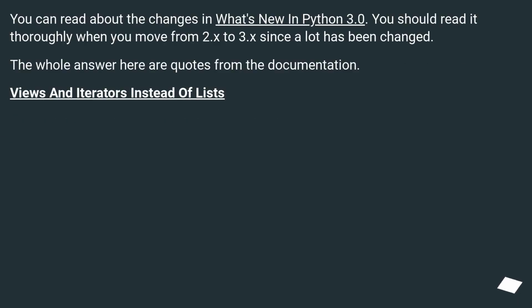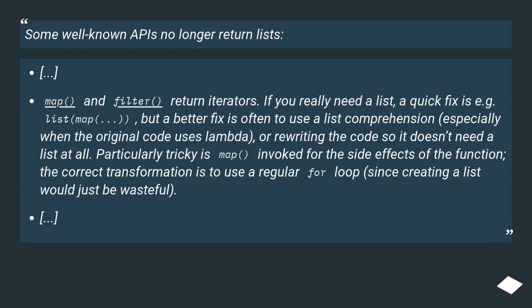You can read about the changes in What's New in Python 3.0. You should read it thoroughly when you move from 2.x to 3.x since a lot has been changed. The whole answer here are quotes from the documentation. Views and iterators instead of lists. Some well-known APIs no longer return lists: map and filter return iterators.